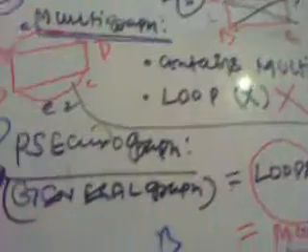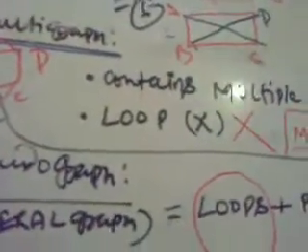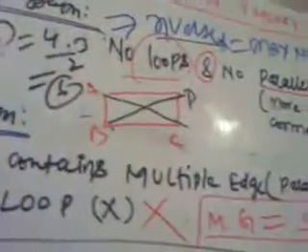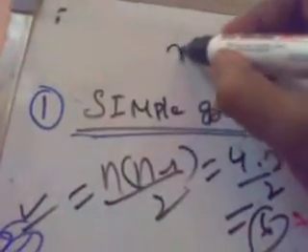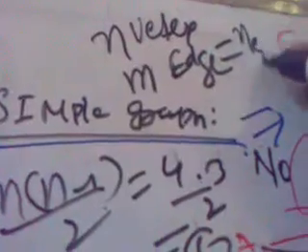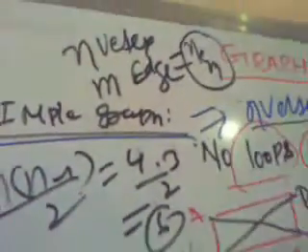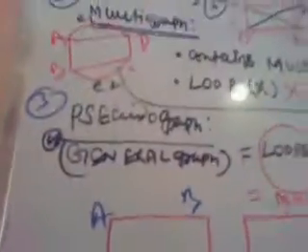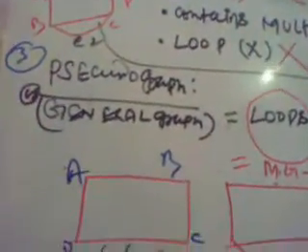So I have covered all three topics: simple graph, multigraph and pseudograph. In a simple graph, the maximum number of edges is equal to nC2. Suppose in a simple graph we have n vertices and m edges, then the maximum number of possible edges is nCm.